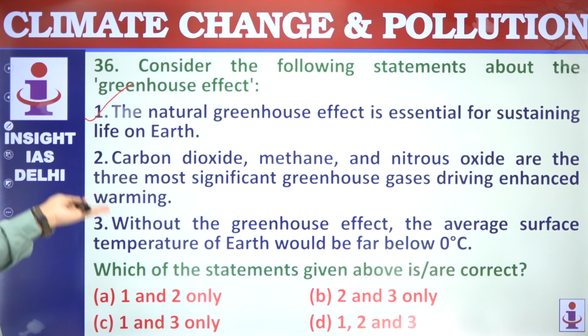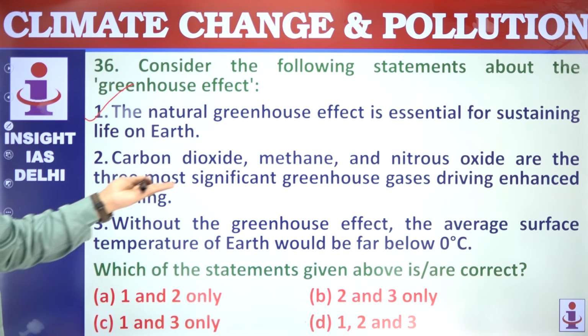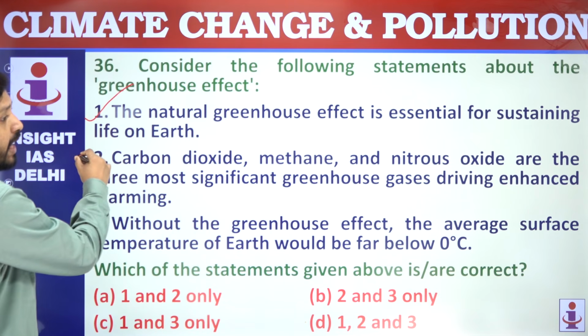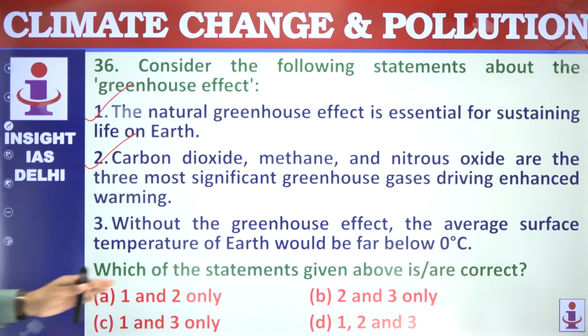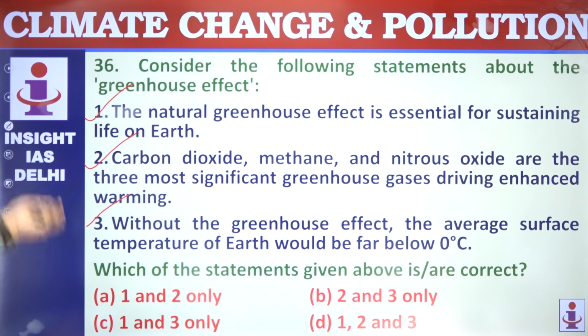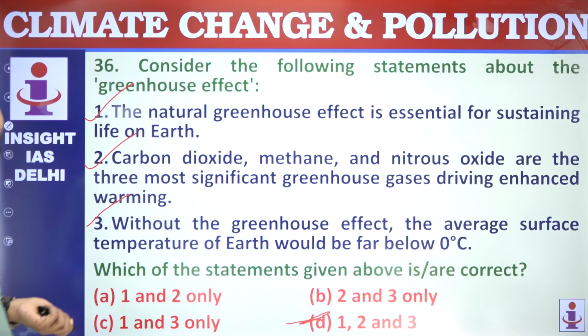Next one, carbon dioxide, methane, and nitrous oxide are the 3 most significant greenhouse gases driving enhanced warming. This is the right statement. Without the greenhouse effect, the average surface temperature of the earth would be far below 0 degrees. This is what we have discussed. They are asking the correct statement, so all 3 are correct. All 3 are there in option D. So D is the right answer for us.